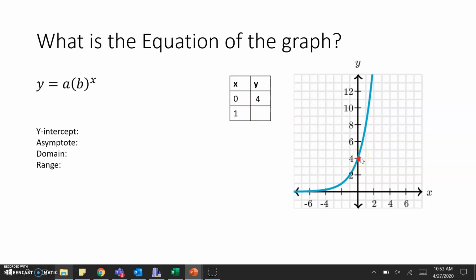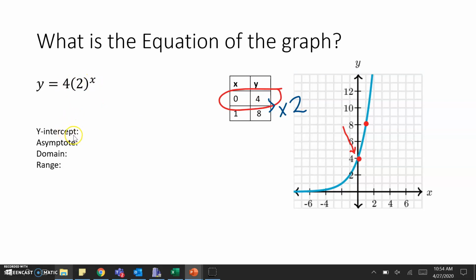And then I, of course, need another point because I need to know how much it's going up by. This is increasing. So my next point, I can go over to 1, and the next time that it touches 1 is at 8. So when x is 1, y is 8. So then I do the same thing that I did last week. I find my a, which was my y-intercept. I figure out how much it's going up by. Okay, so it's going up from 4 to 8. That's multiplying by 2. And so that's my b. So a is 4, b is 2. Here's my equation, 4 times 2 to the x.